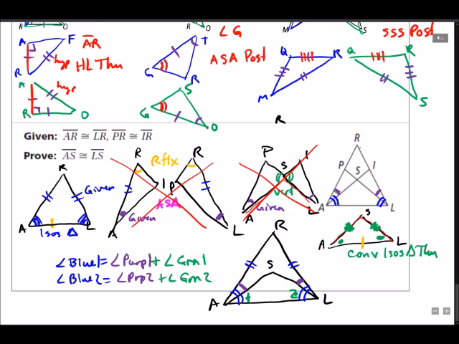And what do I know about blue 1 and blue 2? They're the same angle. And what do I know about purple 1 and purple 2? They're the same angle. So that would make this green angle here congruent, right? Green angle 1 congruent to green angle 2, which would give me what I needed to use my converse of isosceles triangle theorem. So that's how we would work through that one.